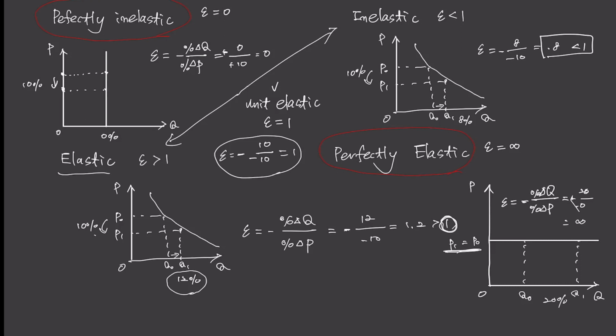So now I hope you understand all the examples and each case well. Unit elastic is when the elasticity of demand is equal to 1. If it is greater than 1, that's elastic. If it is less than 1, that's inelastic.